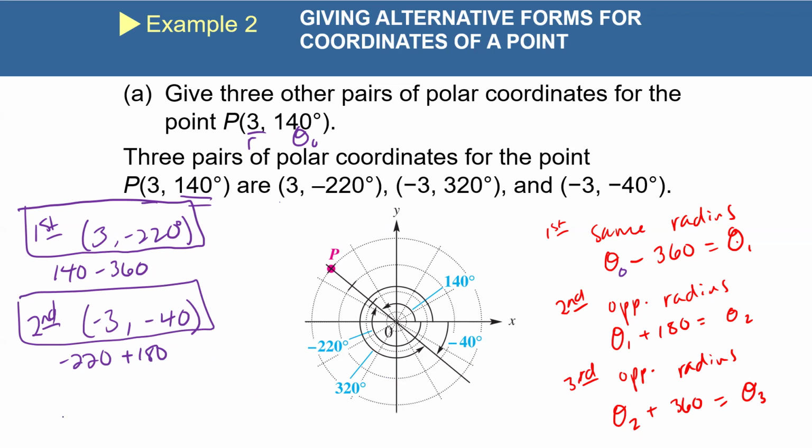Then to find our third, it's going to be theta 2, and still the opposite radius, but now it's theta 2 plus 360. So our theta 2 was negative 40, and negative 40 plus 360 gives us 320. And now we have all our 3 additional points.